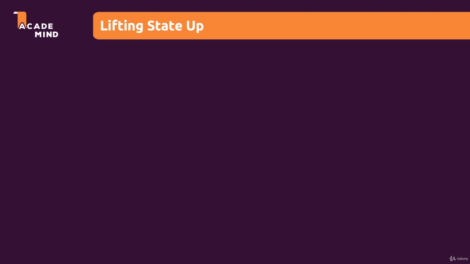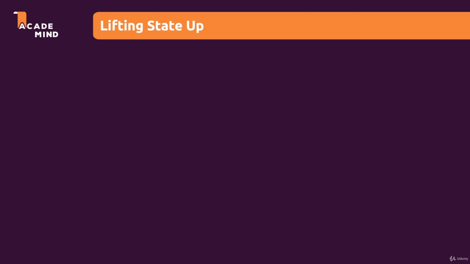In the last lecture, we learned about a very important concept of moving data from a child to a parent component by utilizing props to receive a function from the parent component, which we call in the child component. And this is closely related to another key concept which we also already used without even knowing. And that's a concept called lifting state up.